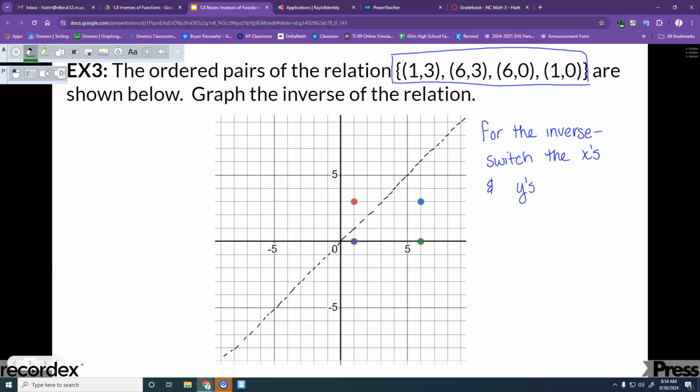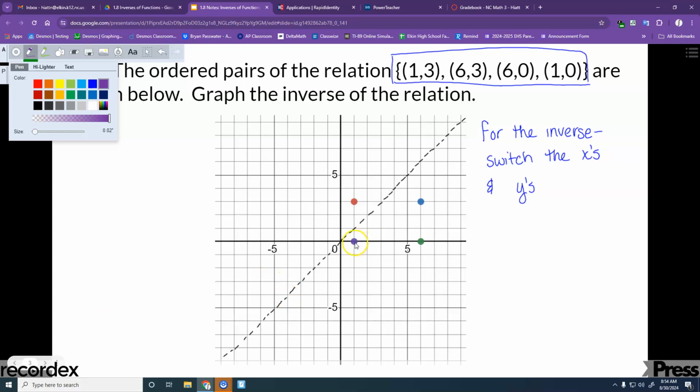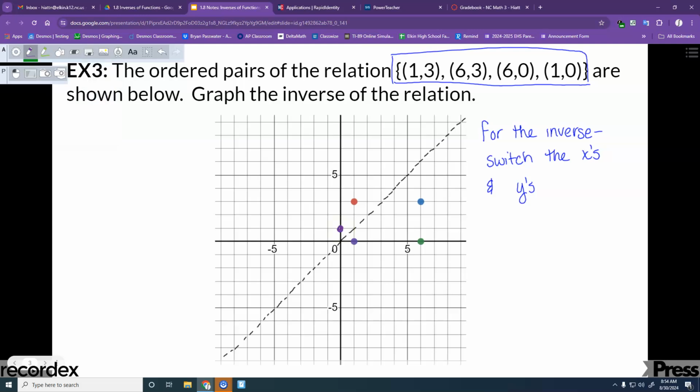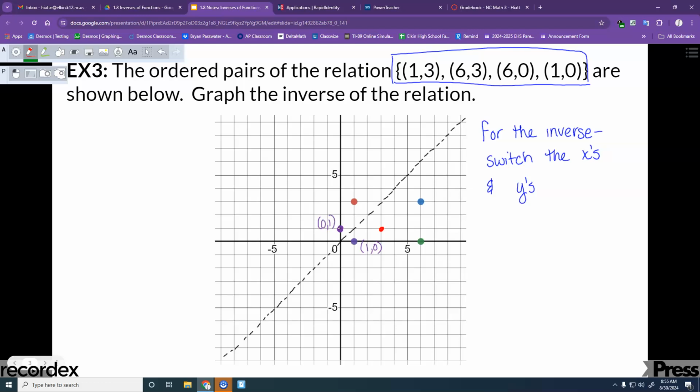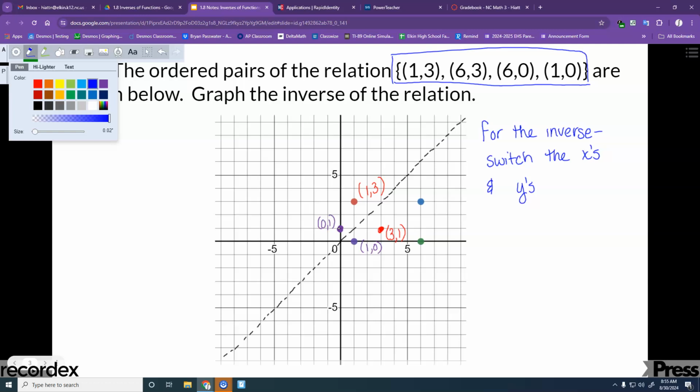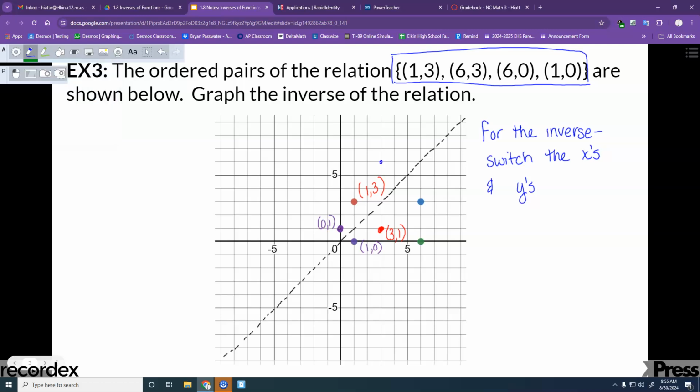So if I eyeball this, if I do this just by looking, this purple dot right here, if it gets flipped over that line, it's going to end up right here, right? Now, the coordinates of our original point were (1, 0). What are the coordinates of our new point? They are (0, 1). If I look at that red dot, it would flip to end up right here. Our original would have been (1, 3). What are the coordinates of our new dot? (3, 1). Now the blue one. If I flip it over, it should end up about right here. The coordinates of this point were (6, 3). What are the coordinates of that blue dot there?